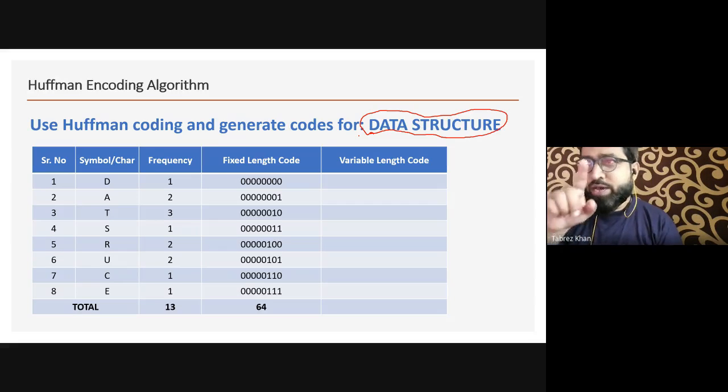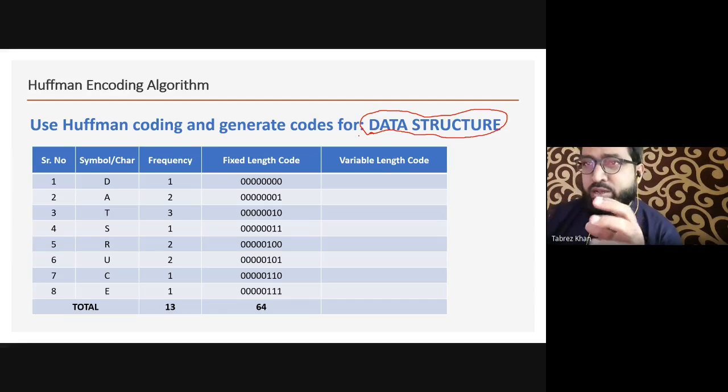In the question, you have a single line, the first line: use Huffman coding and generate codes for. Then the data is given to you, or say the input is madam, or Malayalam, or computer, or computer space engineering. You need to ignore space. Okay, white spaces should be ignored.